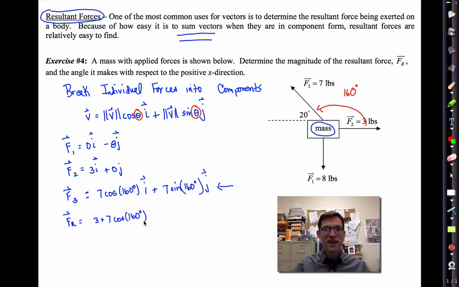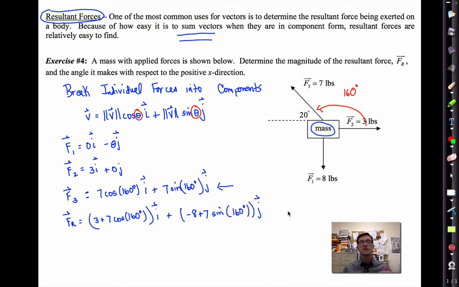Don't make that into 10 cosine 160, right? Plus, now let's see, negative 8 plus 7 times the sine of 160. This is actually quite good. This is as good of a form as you really get because it's exact. That is the exact resultant force.